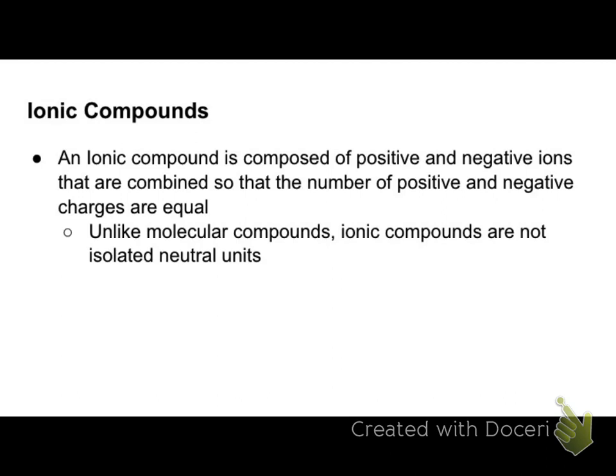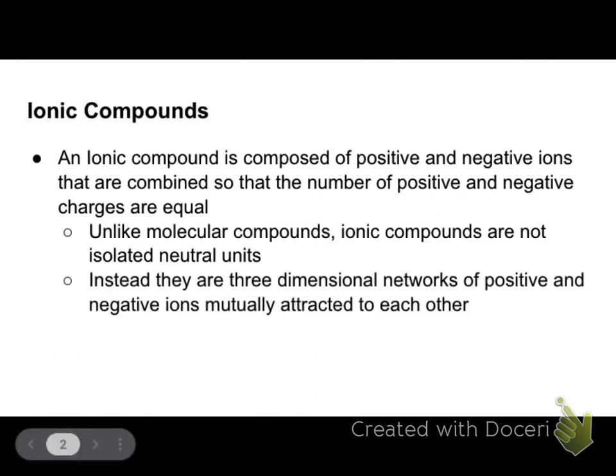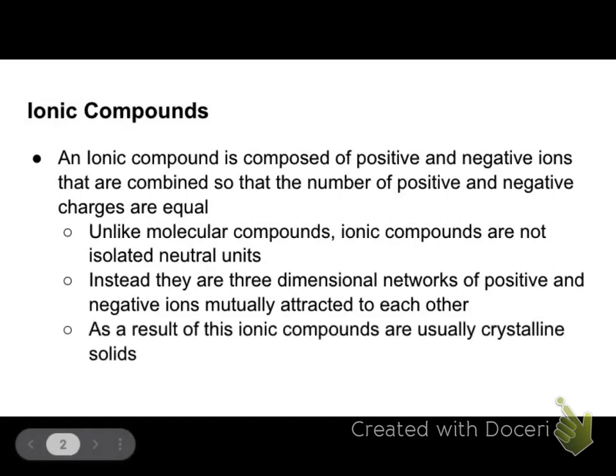And we're going to take a look at what that looks like as we continue through this. But I just want you to understand they're not going to be by themselves the same way that covalent compounds can be. Instead, they're three-dimensional networks of positive and negative ions that are mutually attracted to each other. As a result, ionic compounds are usually crystalline solids.